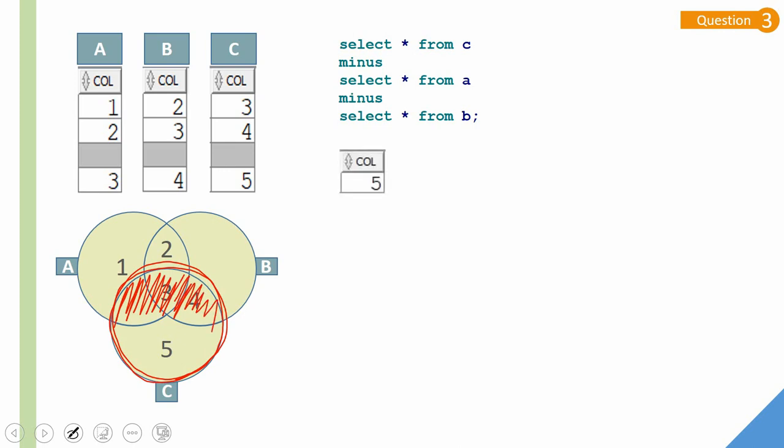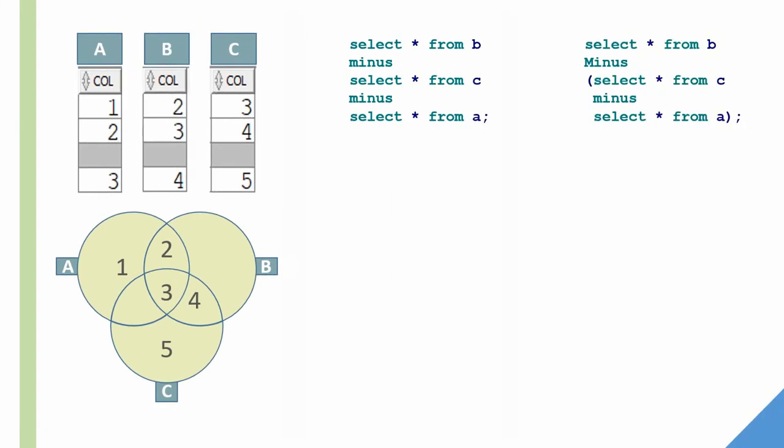Let's go ahead with question number 3 again, a slight variation in the question. In fact, both these questions look exactly the same: B minus C minus A. But in the second question, there is a brace here. The brace will affect the way in which the query gets executed. Think what would be the answer for these two questions.